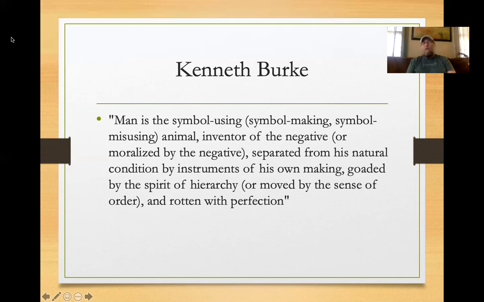Goaded by the spirit of hierarchy. In other words, you're goaded by the people that are in charge. You're culturally driven, or moved by a sense of order. People don't like gaps in information, and we'll even take a rotten theory or a rotten hypothesis over no information at all. People don't like to say, "I don't know," even when that's the truth.